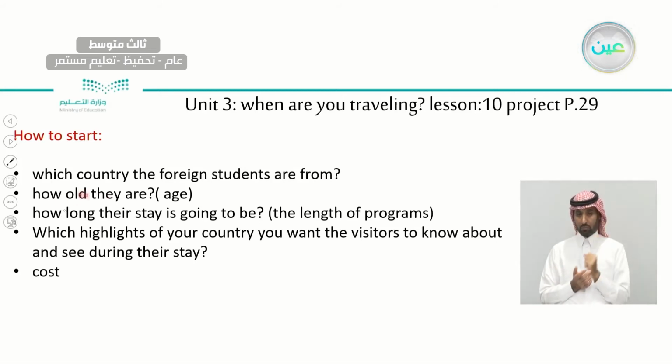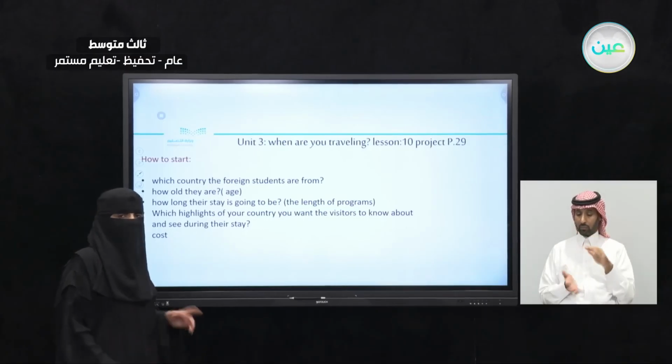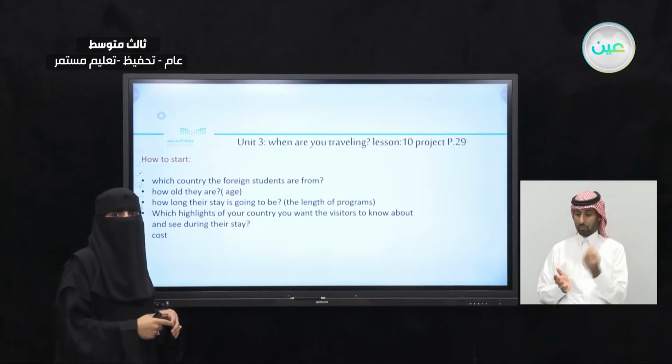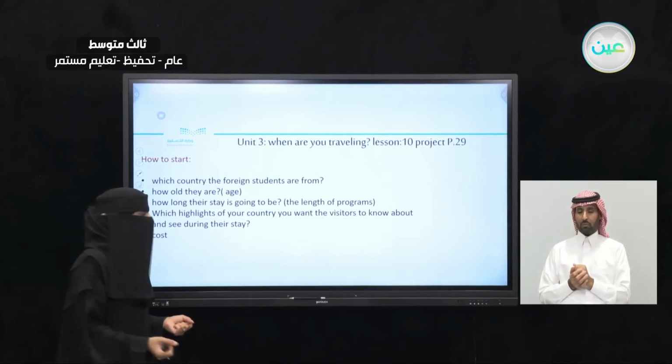Also, you have to keep in mind their age. How old are they? Are they from 18 to 30? Are they from 9 to 15? So it depends on the program you will design. You have to think about the age and how long their stay is going to be, so the length of the program. Is it a 1 year program, 2 years program? Is it 4, 5 years? How long will they come and learn Arabic? How many years are they going to stay?